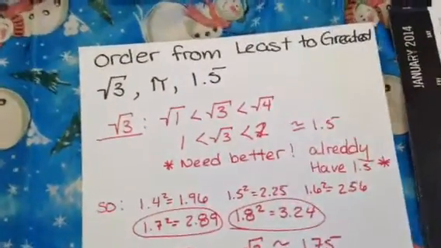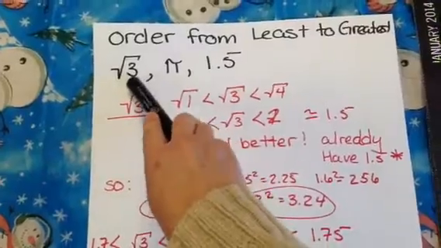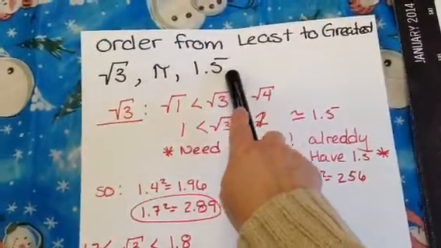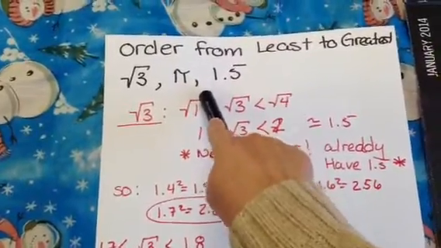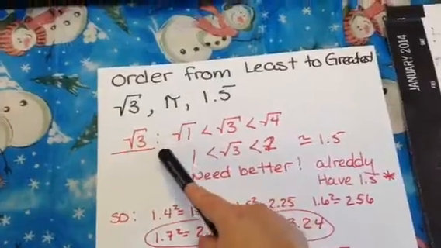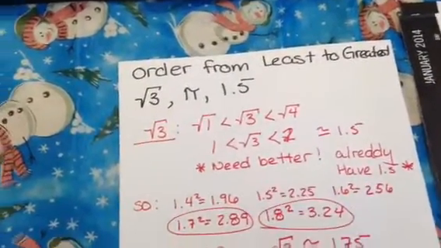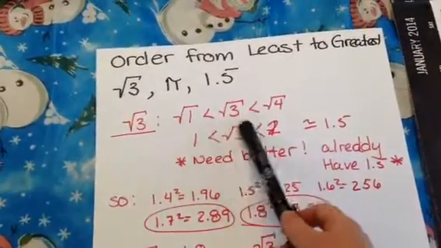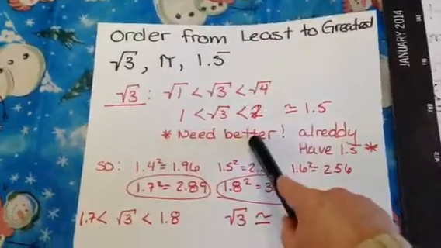The other thing you can do is you can order from least to greatest. Let's say that I'm given three numbers, square root of 3, pi, and 1.5. And I have to put them in order of least to greatest. So I need to estimate my square root of 3. So I'm going to do my initial estimation. So here we go. Well, square root of 3 is going to be in between square root of 1 and square root of 4. So it's going to be between 1 and 2. My initial estimate would be about 1.5. But I need better than that.